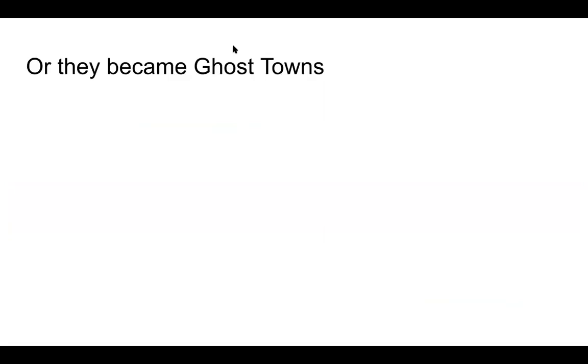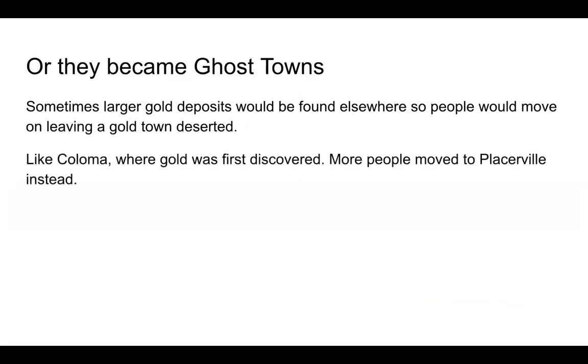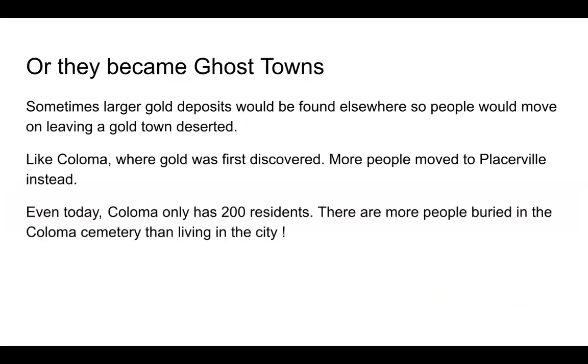Some towns are also going to become ghost towns. So these larger deposits might be found somewhere else, and so people are going to move on to another region. So it leaves some of these towns relatively deserted. You can look at Coloma as a quasi example of this. Remember, this is where Sutter's Mill is. This is where gold was first discovered. And then it kind of taps out. And then people start finding more gold in Placerville, so they're going to move on to Placerville. So even today, even though Coloma is relatively close to a big city like Sacramento, there's only 200 people that live there. So there's actually more people buried in the cemetery at Coloma than there are actually living in the city.